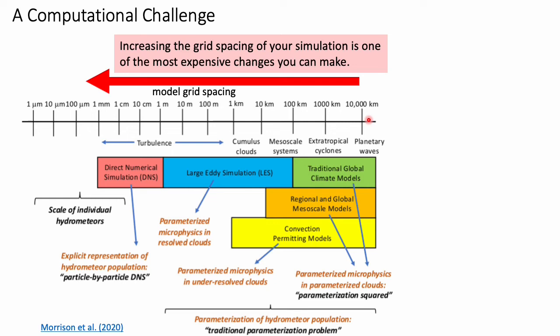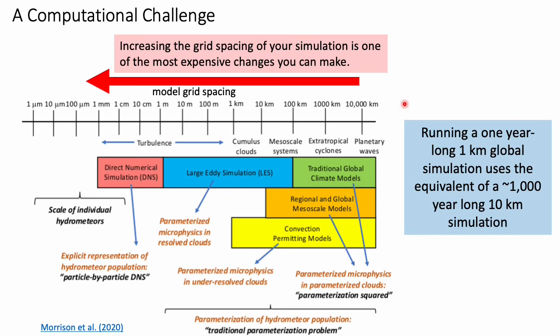So just to illustrate this, if you run a 1-year-long, 1 kilometer global simulation, you use approximately the same amount of computational resources that you can use to run a 10-kilometer model for 1,000 years. So there's a massive trade-off. You're trading simulation length or sample size versus resolution, and there's a very steep trade-off.